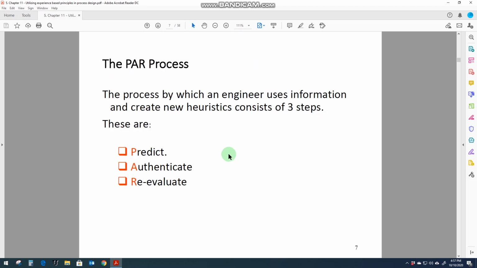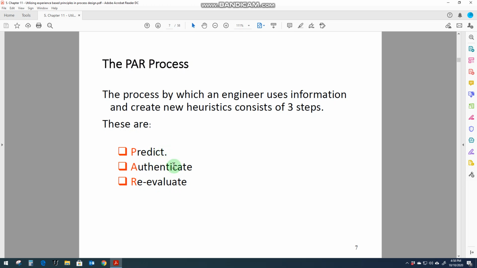Now let us see what this process is, the PAR process. This is basically an approach in which we can use prediction, authentication, and re-evaluation methodology step by step to solve any system. The process by which an engineer uses information and creates new heuristics consists of three steps. Now, there are three steps through which you can develop your heuristics or your shortcut methods. What are those step-by-step approaches? First, you have to predict something, then you have to authenticate your prediction, and then you have to reevaluate what you predicted based on the results that you get from the authentication.